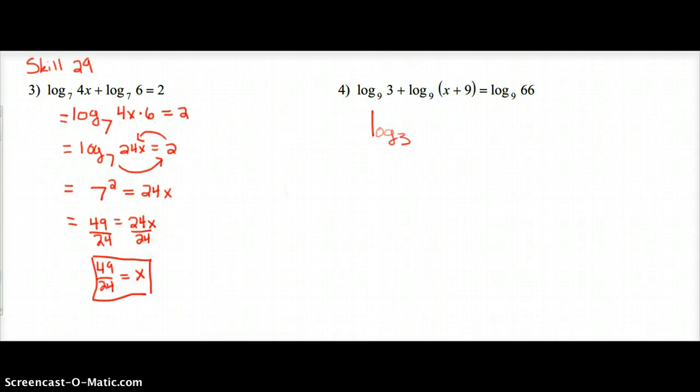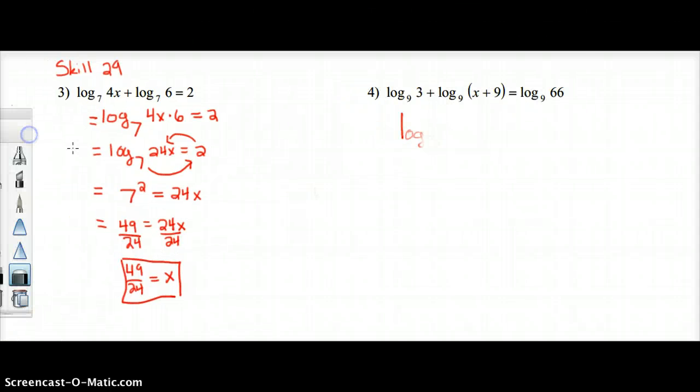Oh, there's a mistake right there. I'm going to rewrite this as, one moment. Alright, there we go. Sorry. I'm going to rewrite this as the log base 9 of 3 times the quantity, x plus 9, equals the right side, which is just the log base 9 of 66.